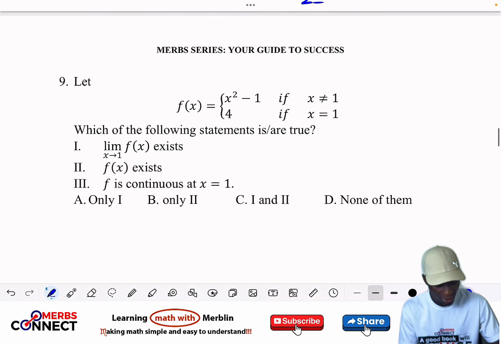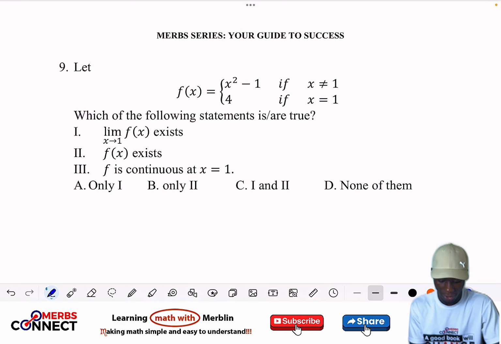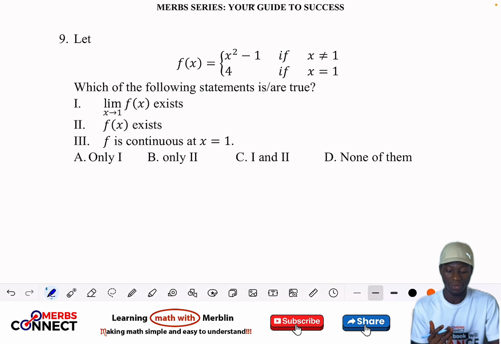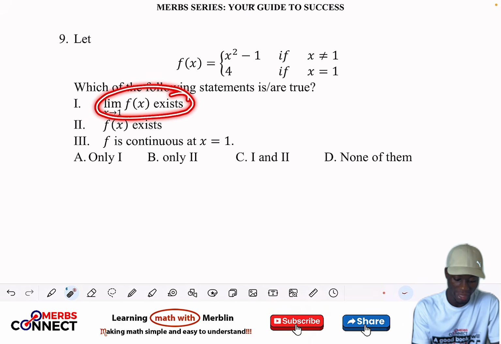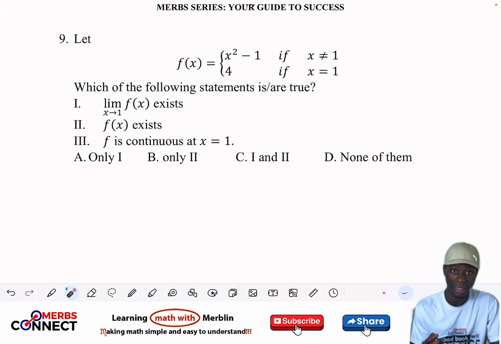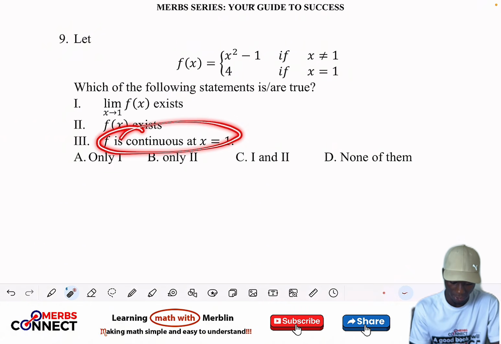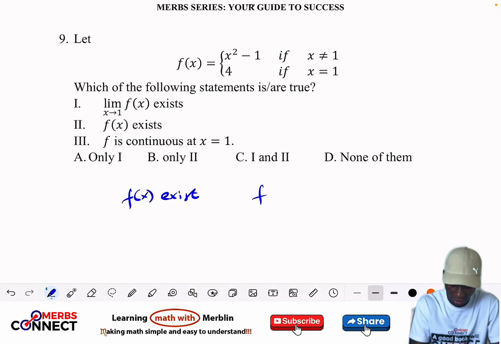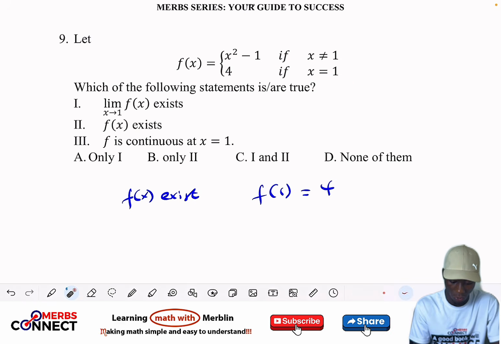All right. Now let's look at question 9. Let's look at question 9. Now we want to check if this function is true. So we are saying that the limit of f of x exists, and f of 1 exists, and f is continuous. So let's check if it is true from the function. So f of 1 exists is talking about f of 1, which is 4. So when you plug in the value, you get 4.